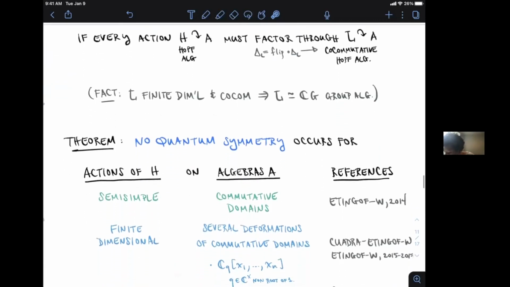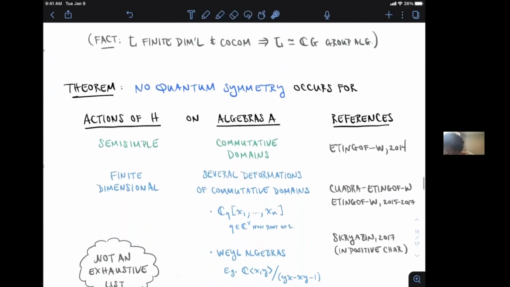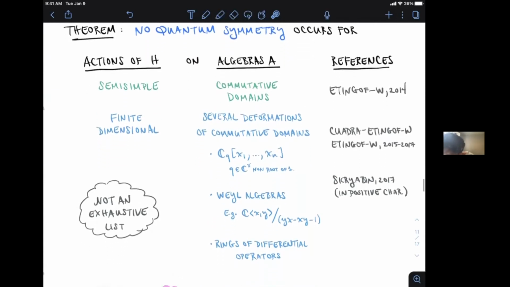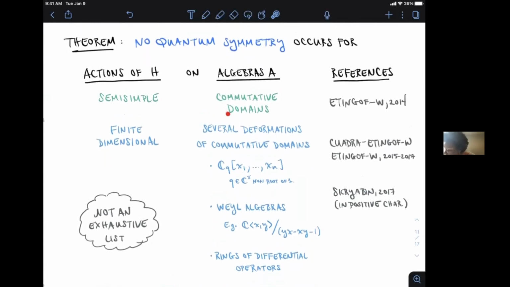There are also generalizations, or I guess we can add on to this result. You can take certain deformations of commutative domains, like these q-polynomial algebras where q is a non-root of unity, Weyl algebras, rings of differential operators. These are all nice algebras that share the same vector space structure of a nice commutative domain, but have a non-commutative multiplication. And if I were to act with a finite dimensional Hopf algebra, I don't have any quantum symmetry. And this is not an exhaustive list.